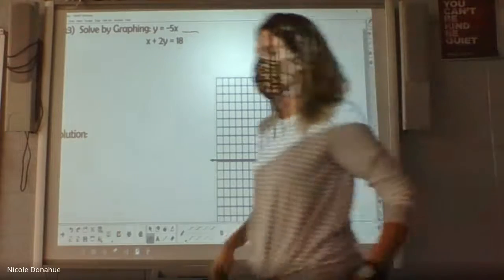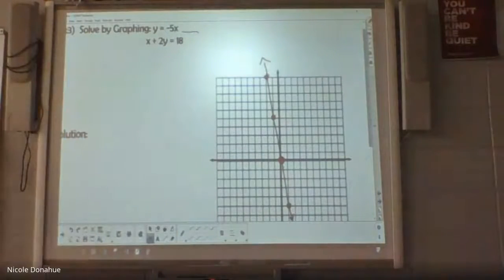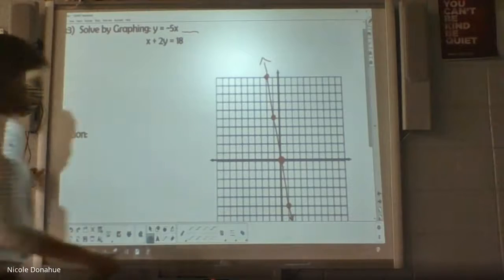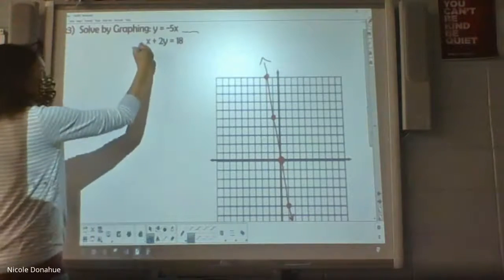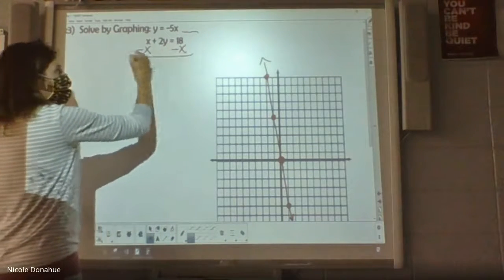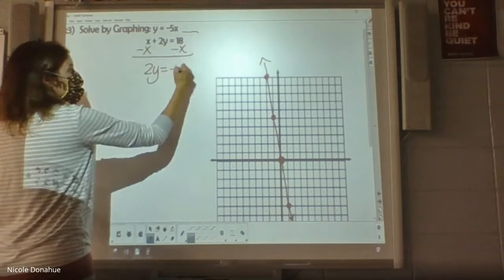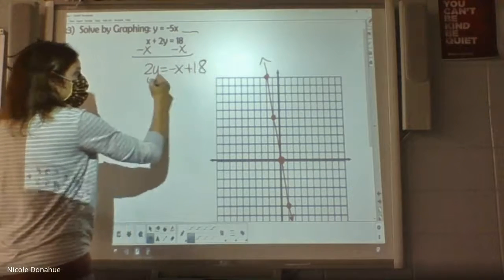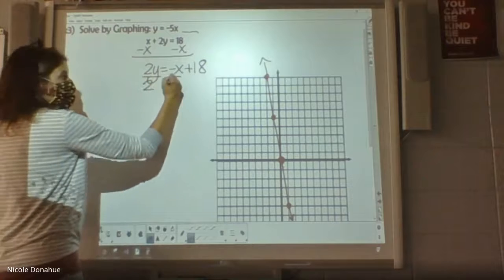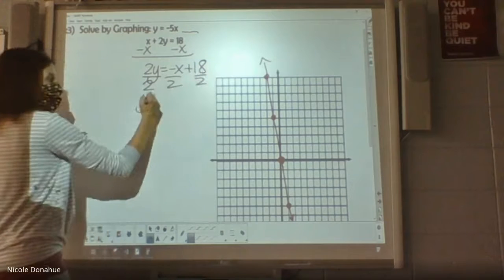The other equation I have to get into slope intercept form. So I need to move that x over, and then divide by 2. Yep, and I'll divide by 2. Divide everything by 2.